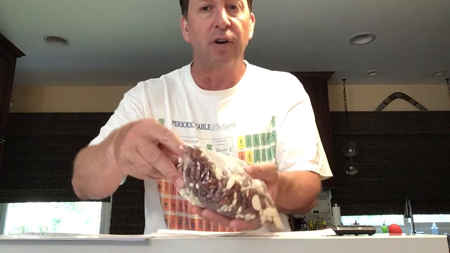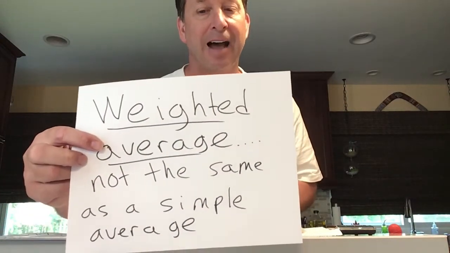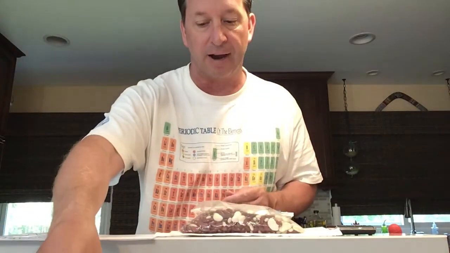Not only that, but if we look at the bag itself, there sure are an awful lot of red beans, those kidney beans. So if we were to pick a random bean, we would probably end up picking a kidney bean. So what we're determining today is not a simple average, but what is called a weighted average. A weighted average is not the same thing as a simple average. So how are we going to do this?